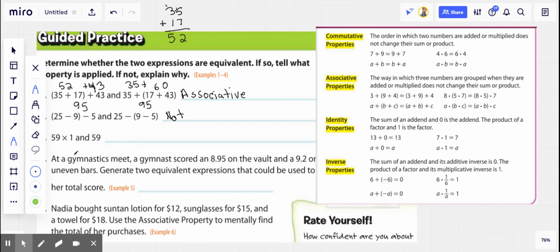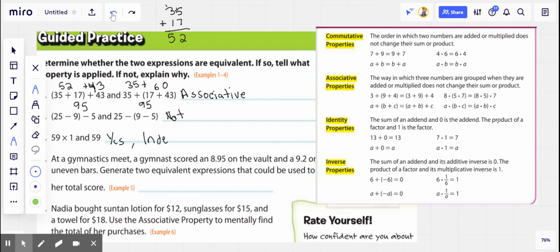Okay, all right. Let's look at the next one. 59 times 1 and 59. What property does that look like over here? We're multiplying, so we have factors. A factor and 1 is equivalent to that factor. So the identity property, the product of a factor and 1 is that factor. That's what this is. And so yes, they are equivalent, and they are using the identity property.